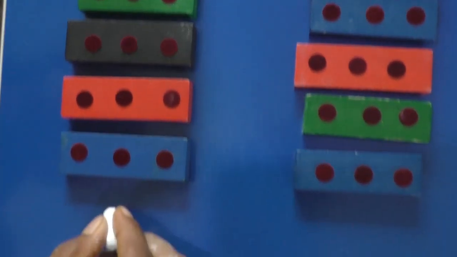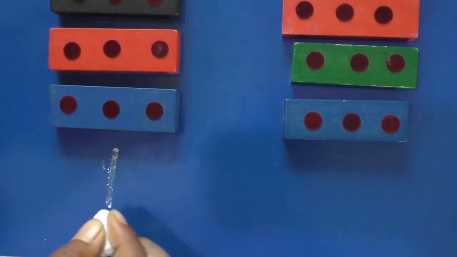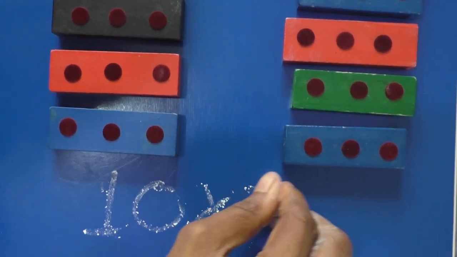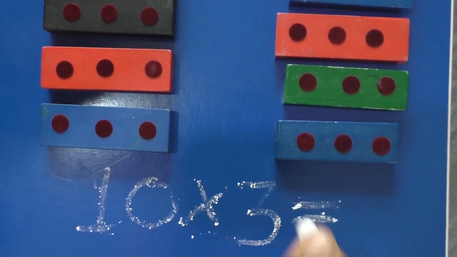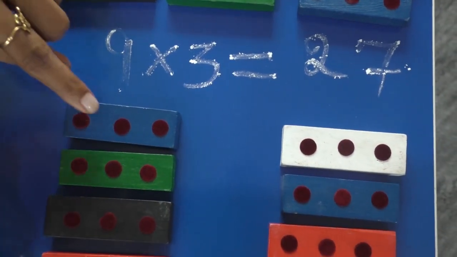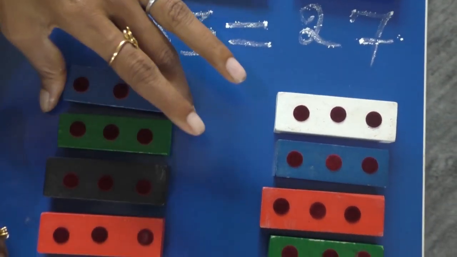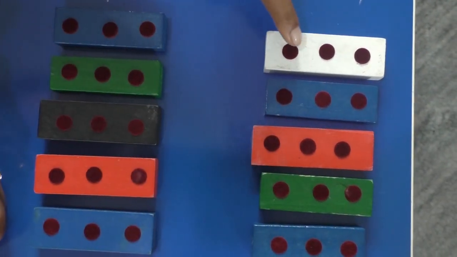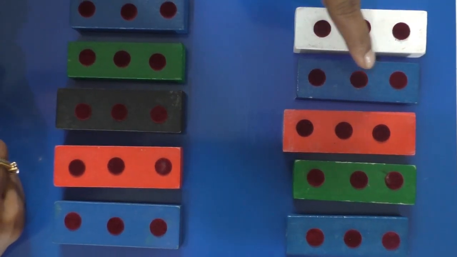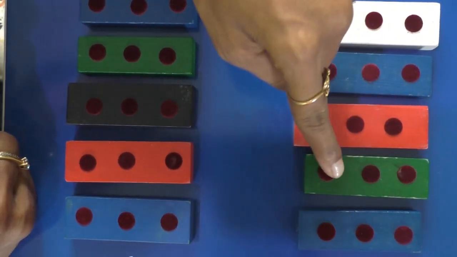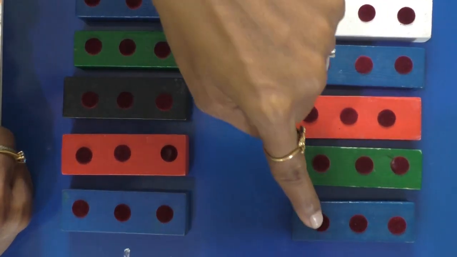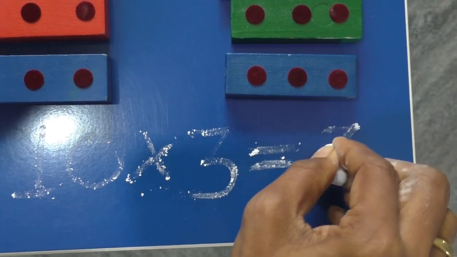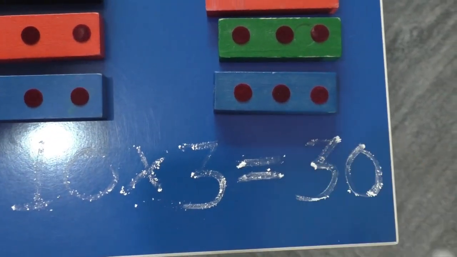Now we have come to our last blocks, that is 10 groups. So 10 blocks, that is 10 groups. So 10 into 3. So how much is 10 into 3? Let's count. 1, 2, 3, 4, 5, 6, 7, 8, 9, 10, 11, 12, 13, 14, 15, 16, 17, 18, 19, 20, 21, 22, 23, 24, 25, 26, 27, 28, 29 and the last one 30. So 10 into 3 is 30.